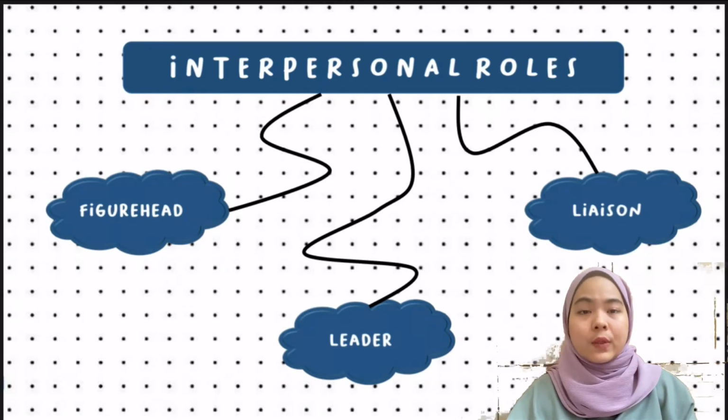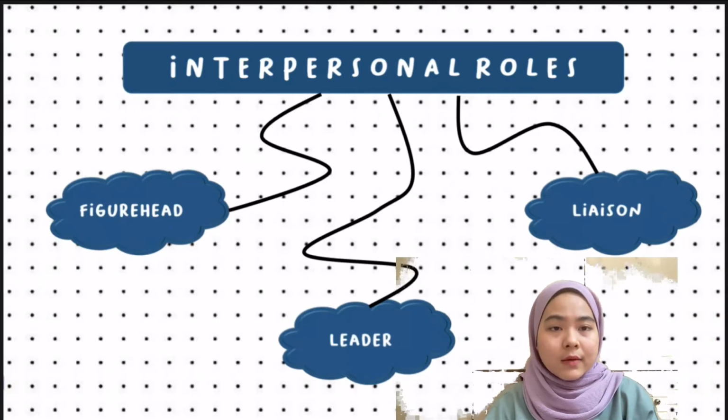So I am going to explain further about the Mintzberg managerial roles. As you know, the Mintzberg managerial roles have 3 categories of formal authority and status, which are interpersonal roles, informational roles, and decisional roles. For interpersonal roles, there are 3 prominent ones, which are figurehead, leader, and liaison.